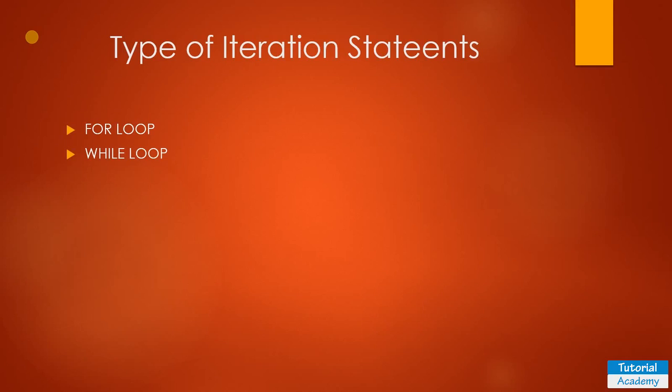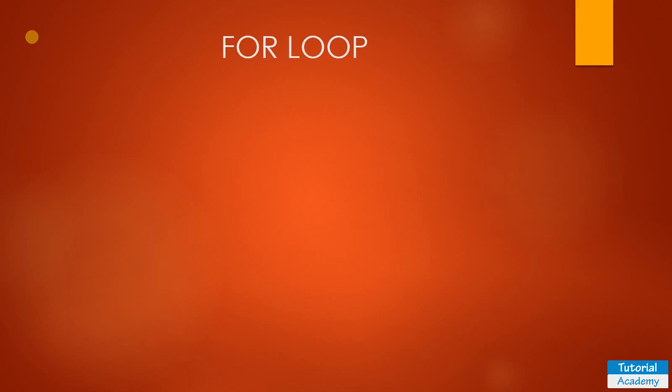The two types of iteration statements or looping statements in Python are for loop and while loop. So in this lecture, we will be dealing with for loops. Now, first of all, we need to understand the syntax.